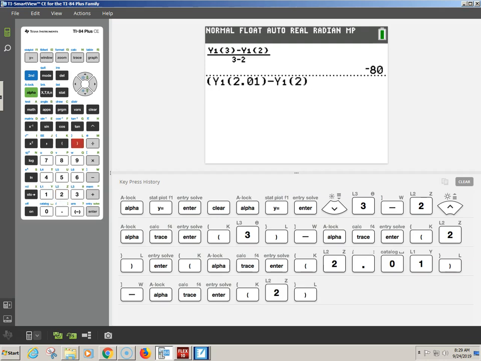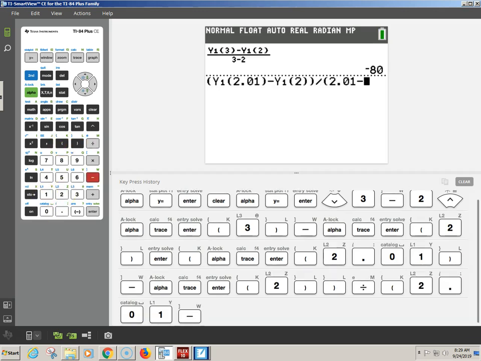So I'm just showing you if you're doing it the old-fashioned way, you have to hold in the numerator and then divide, and you have to hold in the denominator. You should get the exact same thing. If you're getting something different, maybe your y1 equals is written a little bit off.